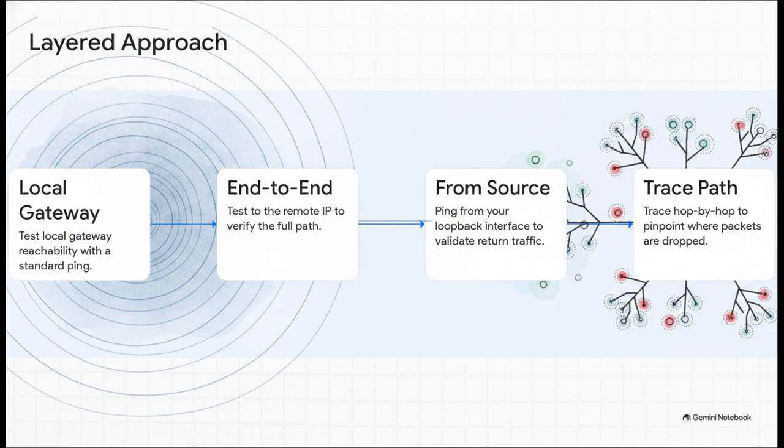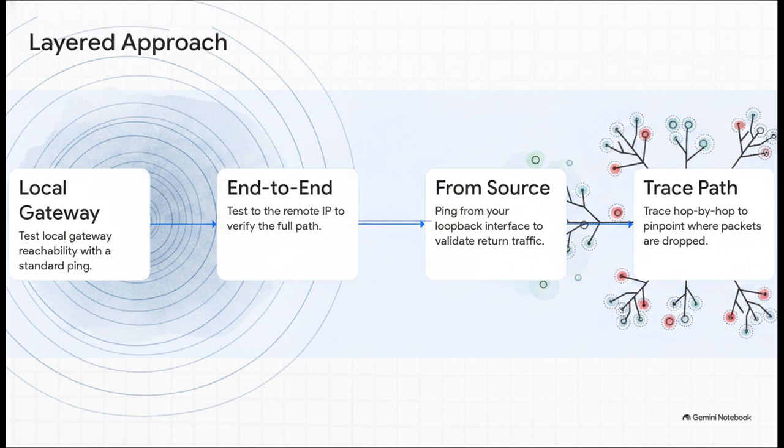Now, if that passes, step 2 is end-to-end. Ping the remote IP to verify the full path. Step 3, test from source. And listen, this is where so many engineers trip up. Pinging a remote IP sourced from your router's loopback interface is absolutely critical. Sometimes traffic gets there just fine, but the remote router doesn't have a route back to your specific source network. Testing from the loopback validates that return traffic is routing back correctly.